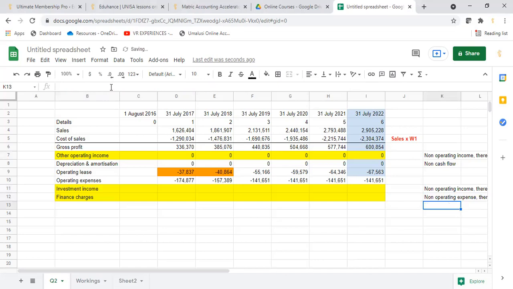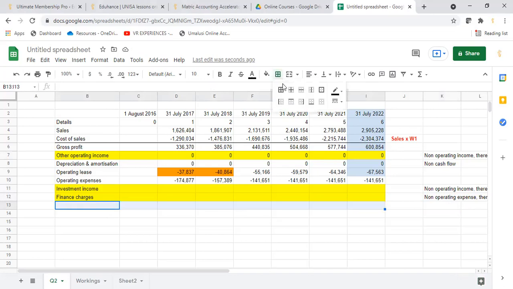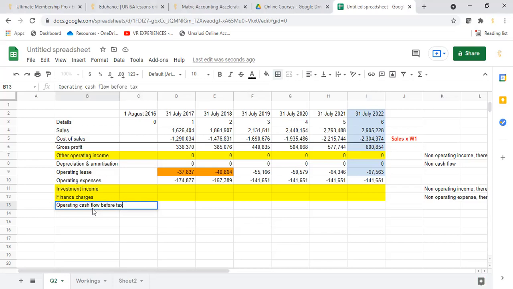Remember, we're only interested in operational income and operational expenses. When we say operational, we're referring to the core business. Anything that is non-core is, for free cash flow, considered non-operating. So very important. Everything highlighted in yellow, you don't have to include in your exam, but because it's a tutorial to make you understand, I'm including it just so that you know going forward. So this would be your operating cash flow before tax. Now we're going to bring in tax. We're just first going to add this up.